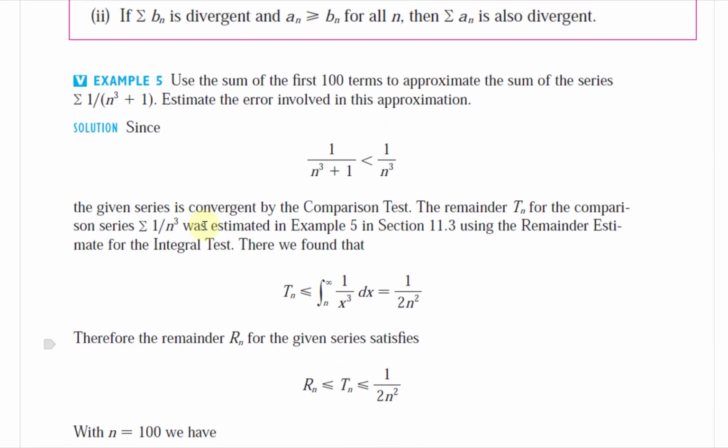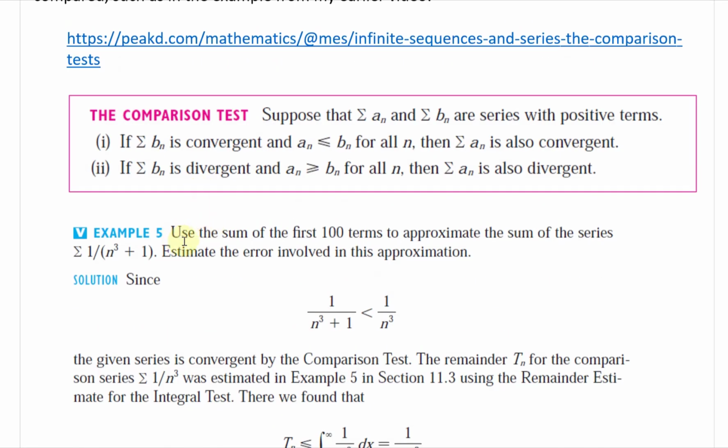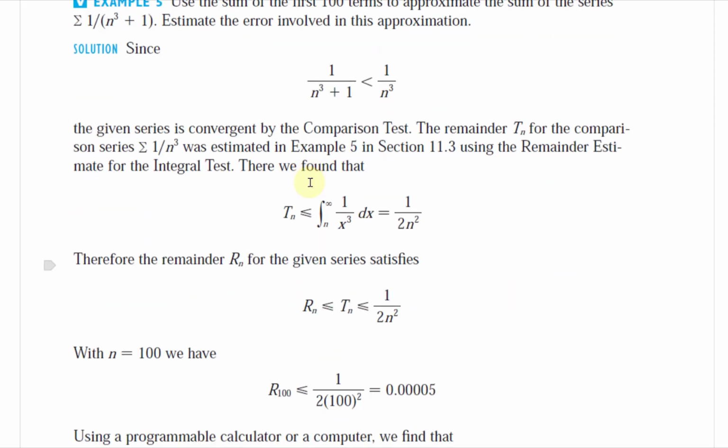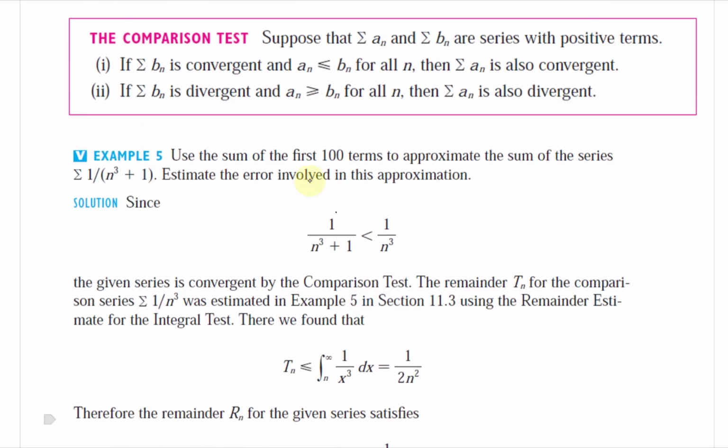Alright, so now here is an example from my earlier video, example 5, that I went over and estimated the sum using the comparison test. Use the sum of the first 100 terms to approximate the sum of the series, right here the summation of 1 divided by n cubed plus 1, and estimate the error involved in this approximation. So we have this one here, and we're going to compare it to this right here.